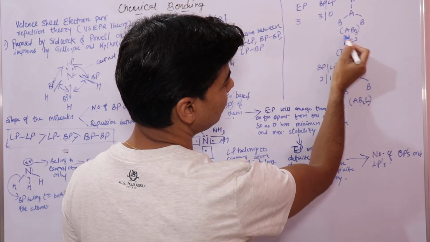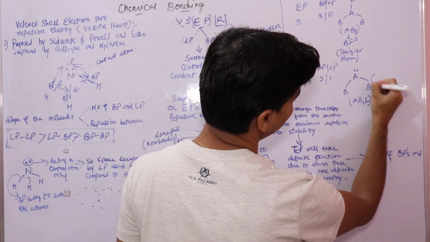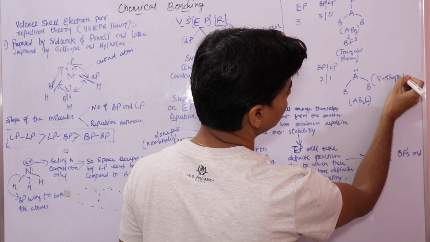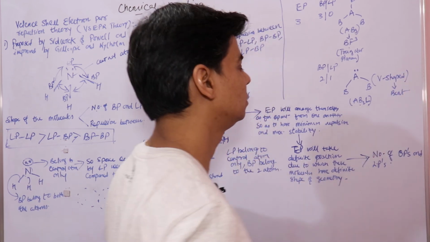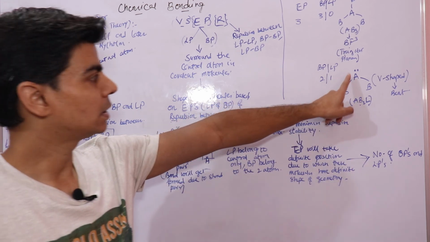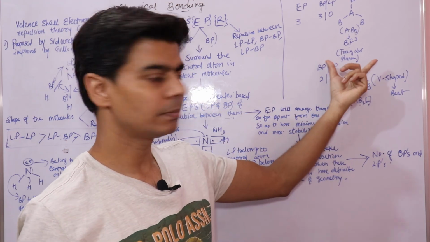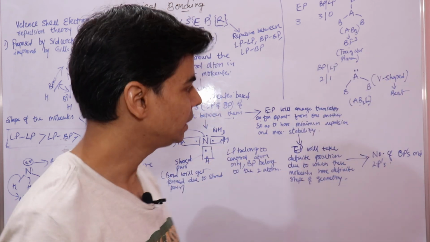Here the molecule is AB3, 3 bond pairs, right? So the shape of this molecule is V-shaped. This is a V-shaped molecule, bent. We call it a bent shaped molecule, right? So you can see how the presence of 1 lone pair instead of a bond pair changed the shape of the molecule from triangular to bent shaped, right?